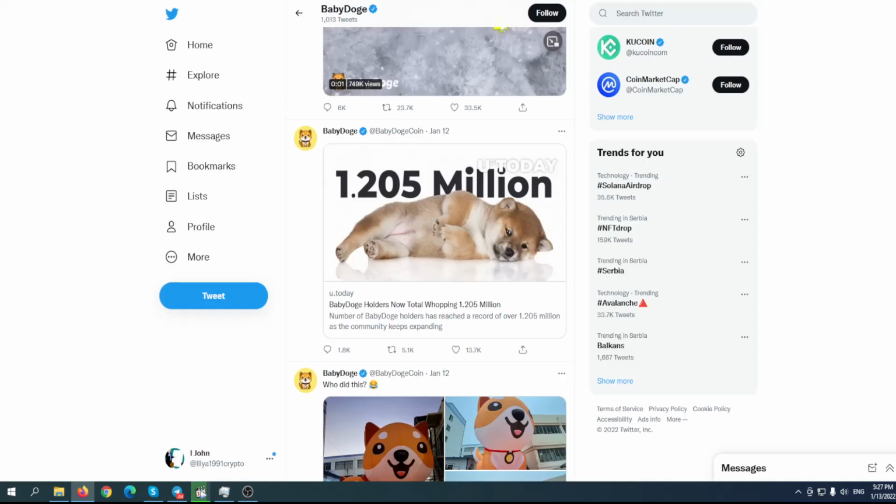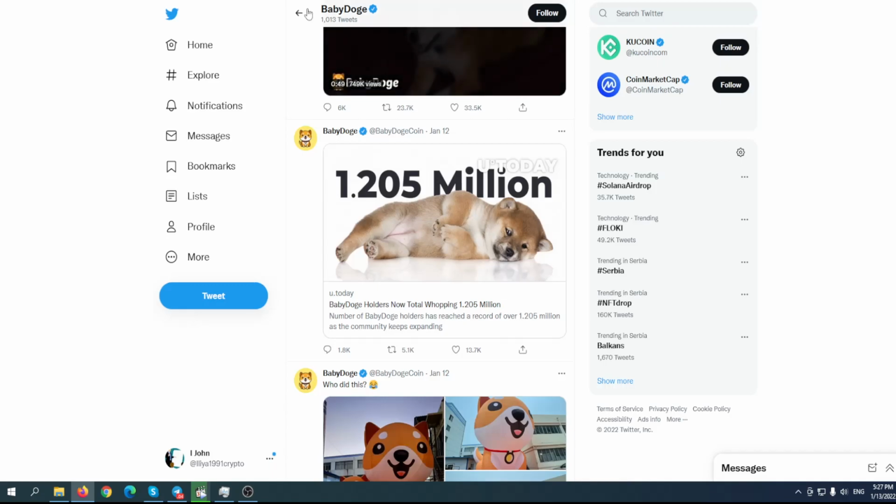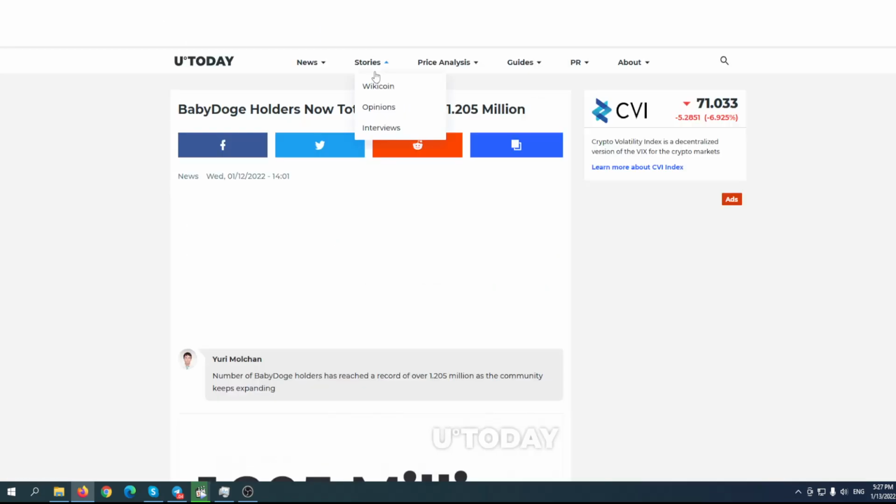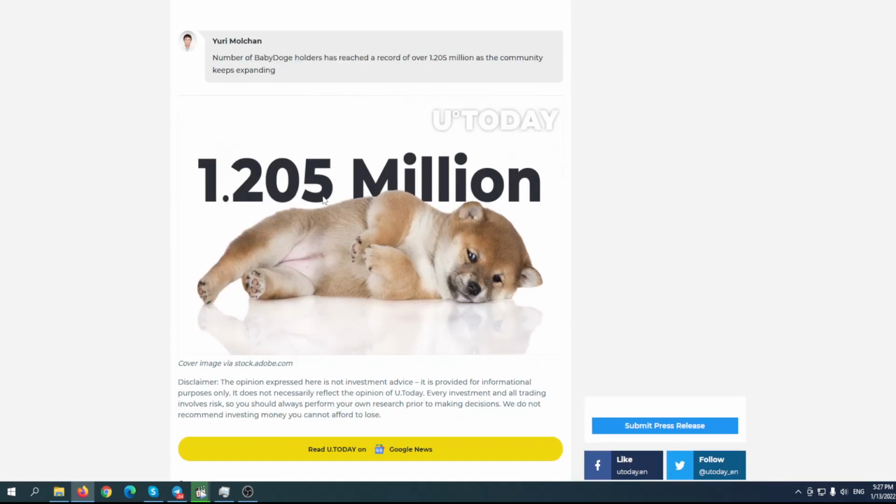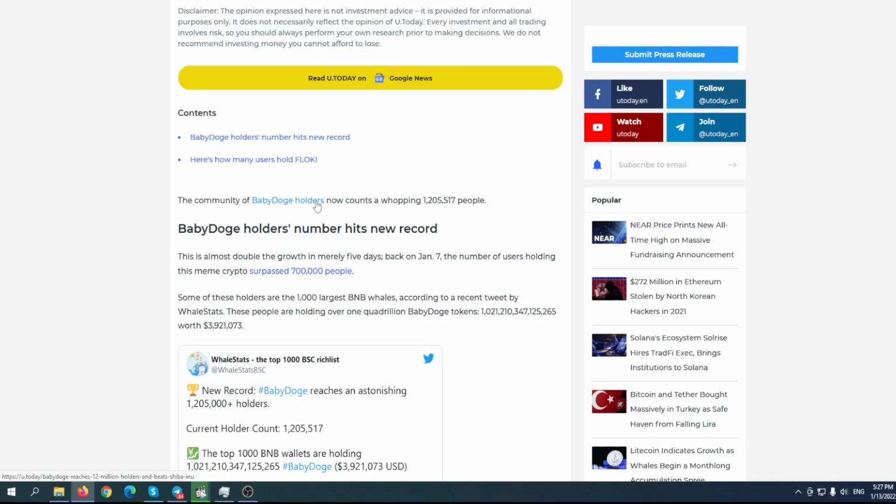Also, there is something I'd like to mention. Guys, 1.2 million holders, according to the website today. If you go to their website, you can find one interesting article: Baby Doge holders number hits new record. This almost doubled the growth in merely 5 days. Back on January 7th, the number of users holding this meme crypto surpassed 700,000 people.